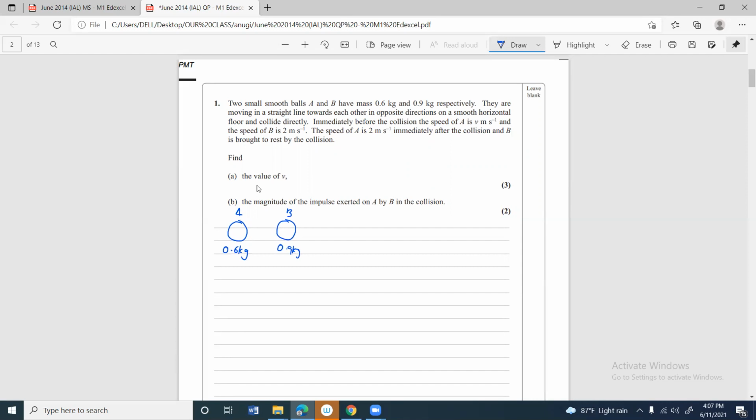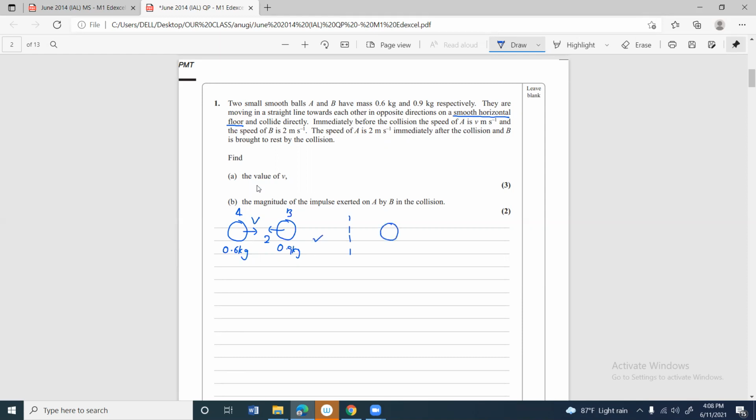They are moving straight towards each other in opposite directions on a smooth horizontal floor and collide directly. They have given this condition: a smooth horizontal floor means there are no external forces, because this is a principle of linear momentum conservation question. Immediately before the collision, the speed of A is V and the speed of B is 2 meters per second, moving in a straight line towards each other. So this is before the collision.